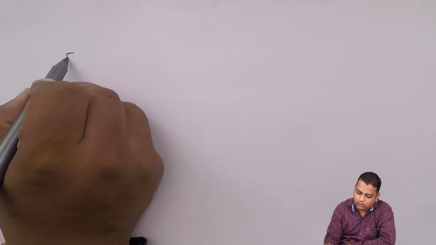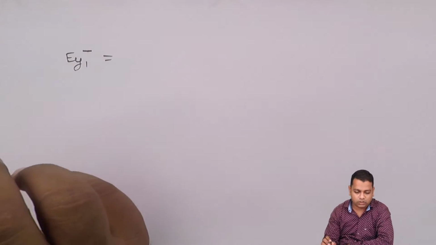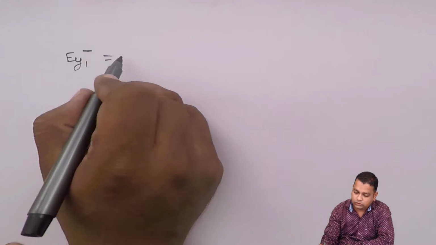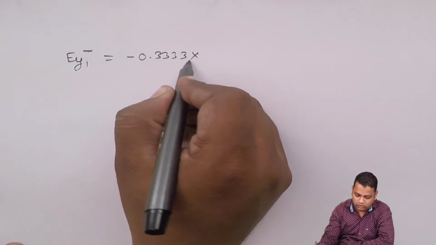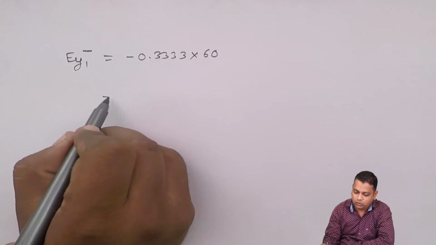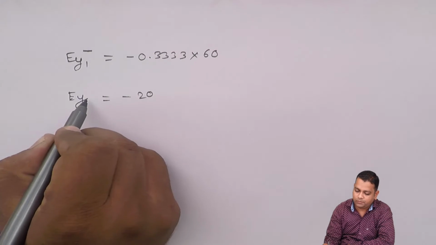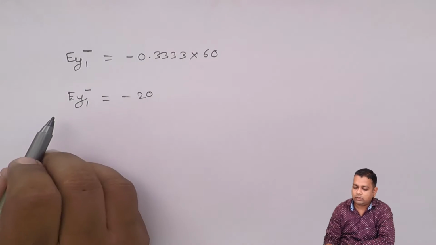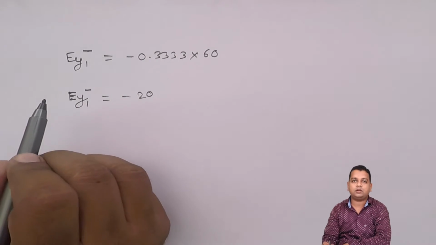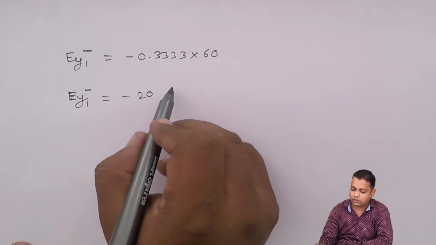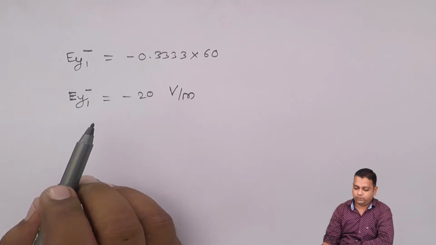So EY1 positive, the magnitude of the incident wave, is equal to 60. It shall give us minus 0.3333 into 60, which is equal to minus 20. So though it is the reflected wave, it is an electric field intensity representation, and electric field intensity is always in terms of volts per meter for the SI system.